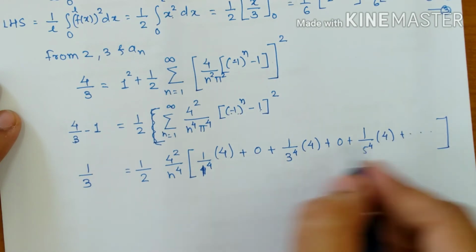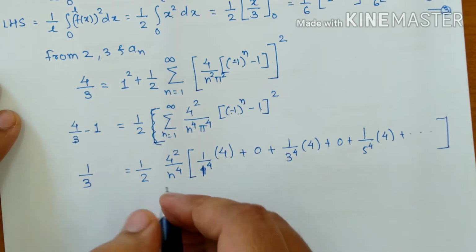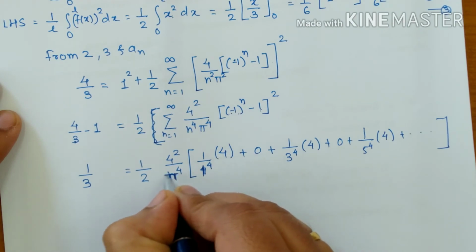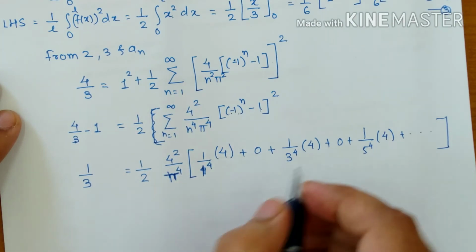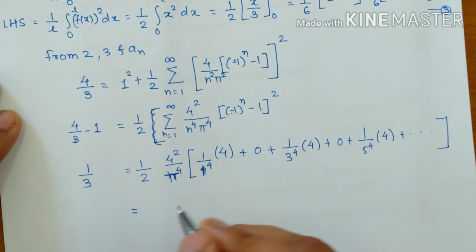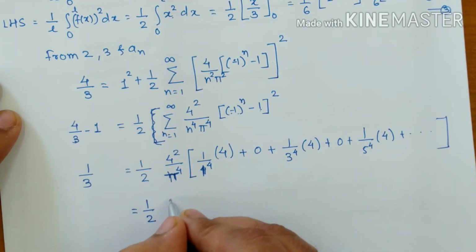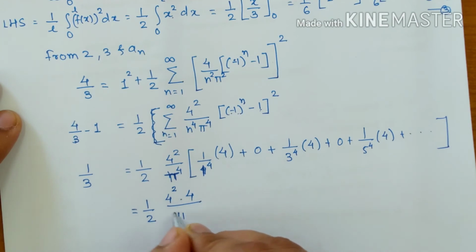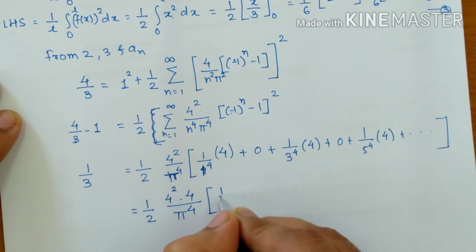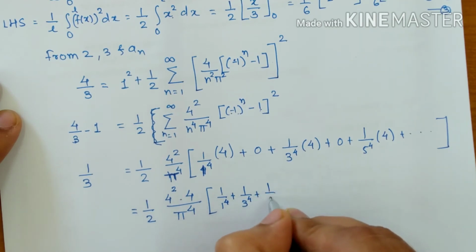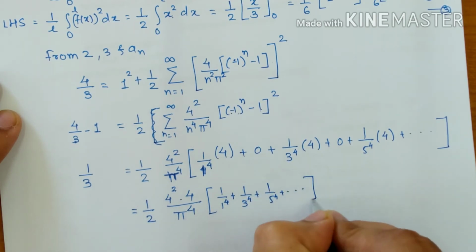Now one can take 4 as a common. I am missing one term here, this is pi raised to 4. So we are taking 4 common now, which gives us 1 by 2 into 4 square into 4 divided by pi raised to 4 into bracket 1 upon 1 raised to 4 plus 1 upon 3 raised to 4 plus 1 upon 5 raised to 4 plus and so on.